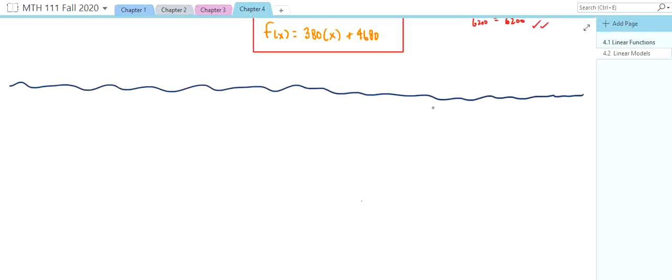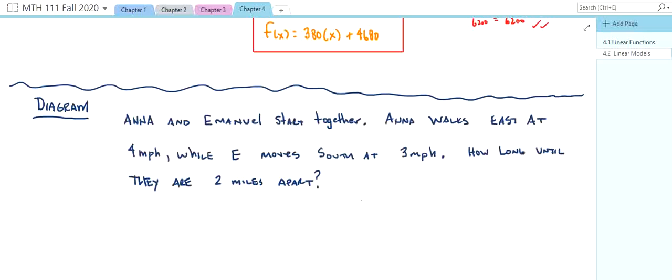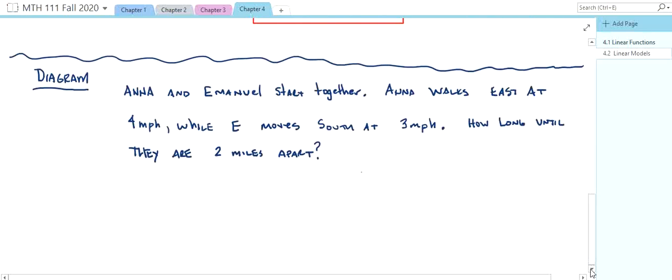Sometimes while working with linear systems, we can set up a diagram to help us figure out what's happening, as opposed to a Cartesian plot. For example, Anna and Emmanuel start together and they start walking. Anna heads due east at 4 miles per hour, while Emmanuel moves south at 3 miles per hour. How long until they are 2 miles apart?